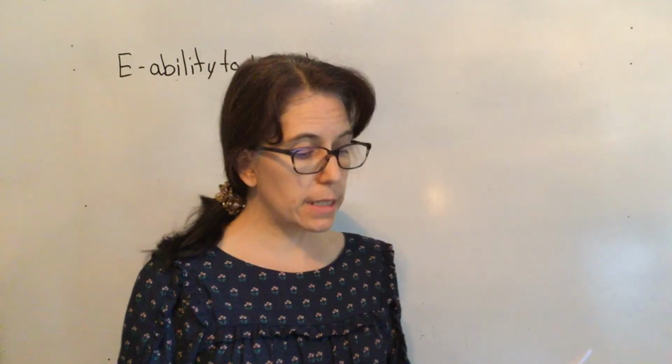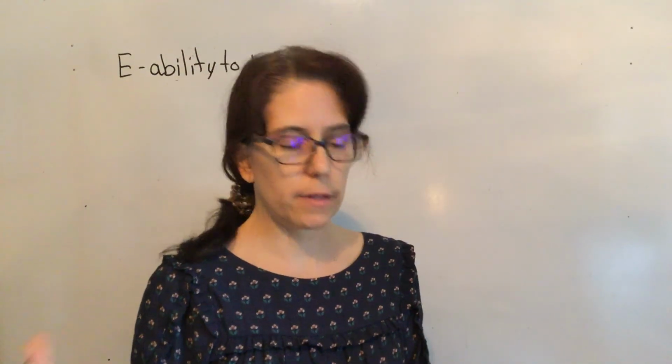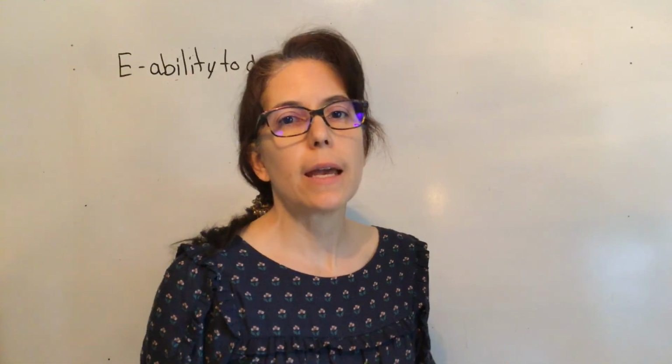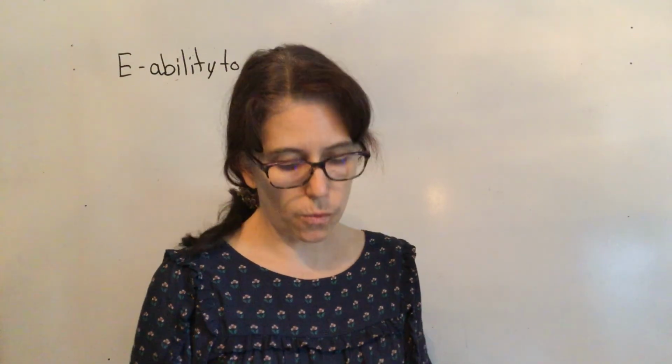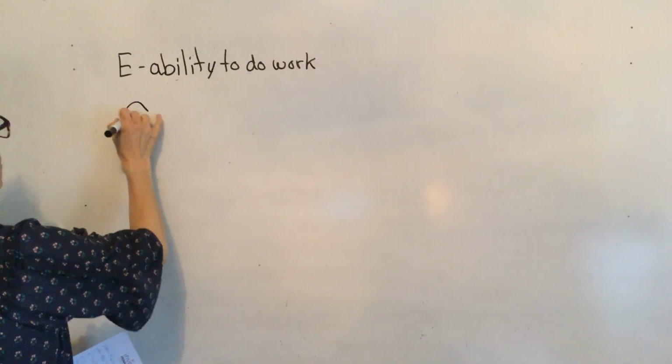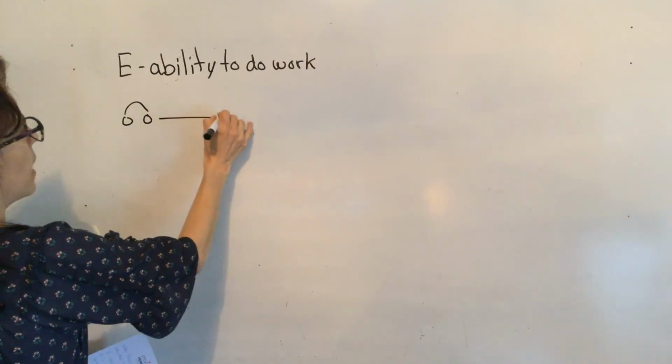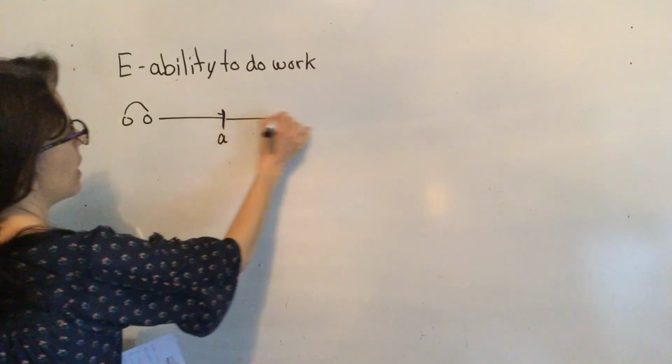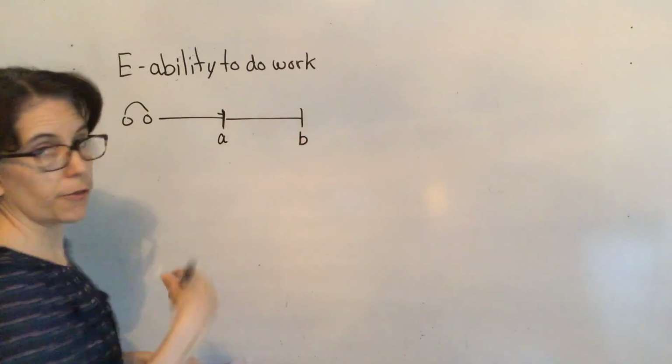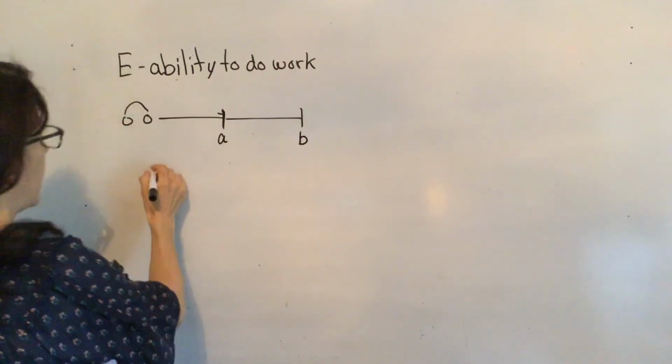So if energy is the ability to do work, think of it this way. We have to put energy into a system to get work done. So let's take a look at this example here. I have a little car, it has to get to point A, and then it has to get to point B. A force is continually applied.